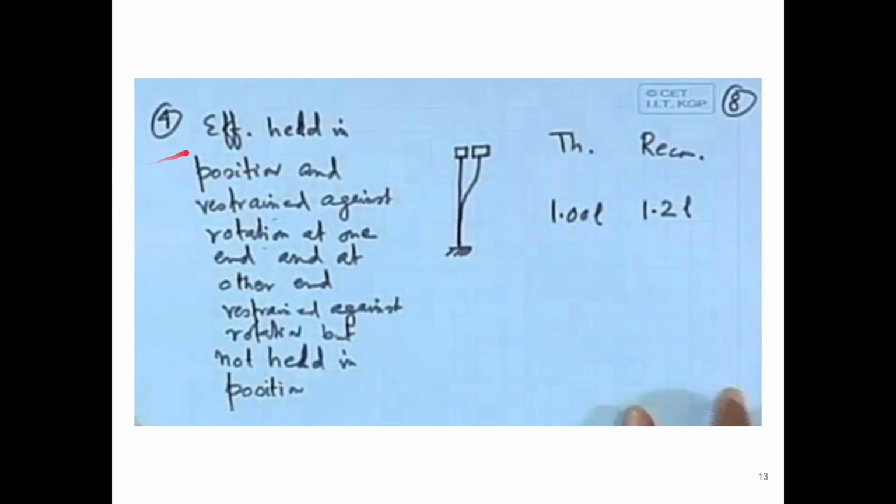Okay, the fourth condition is effectively held in position and restrained against rotation at one end, that is, one end is fixed, and the other end is restrained against rotation but not held in position. So if one end is fixed, the other end can move but cannot rotate. In that case the theoretical value is again 1L, the same as the unsupported length, but the recommended value is to take 20% more than the unsupported length, that is 1.2L.